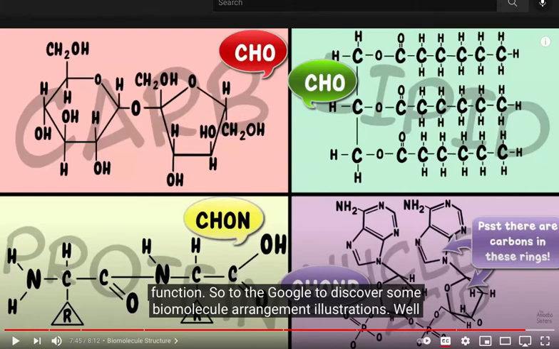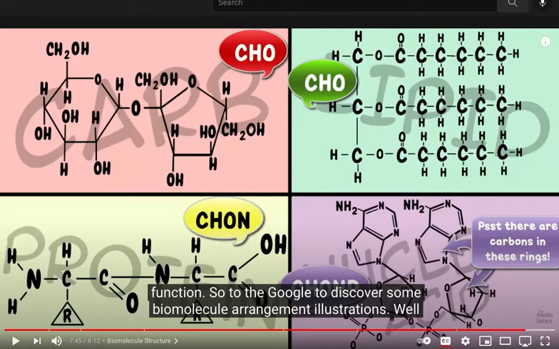In the protein structure, you might see a little triangle with an R inside of it. That's just an R group. That doesn't stand for a particular element. It stands for a chemical group that will be attached, okay? And it has the additional nitrogen in there. It has carbon, hydrogen, oxygen, and nitrogen.